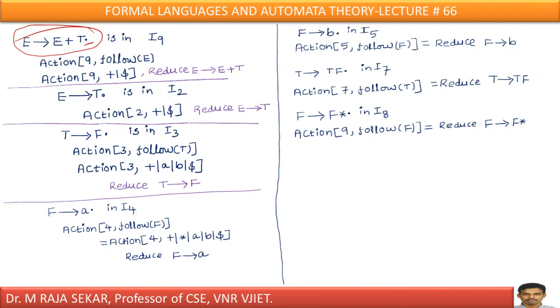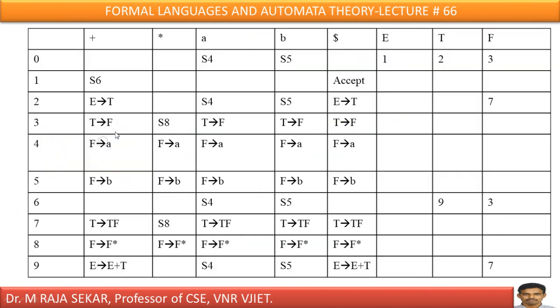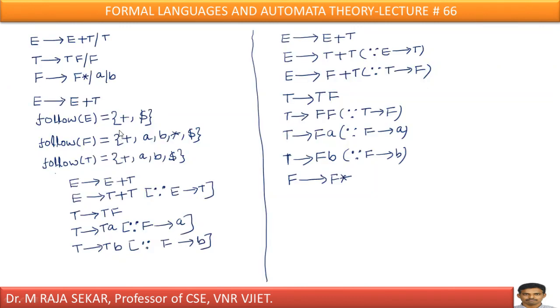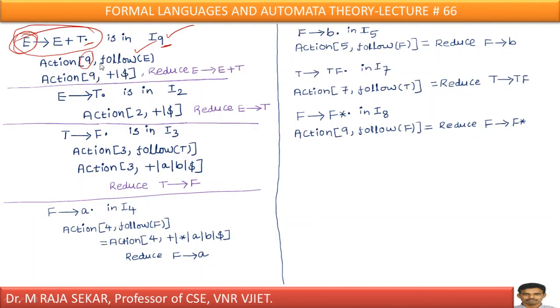In which item is this production present? In I9. Therefore, I must write the state number, action of 9. The production starts with capital E, so I must write follow of E, which we calculated in my previous slide. Follow of E means plus comma dollar. Therefore, I must write 9 comma plus and 9 comma dollar.